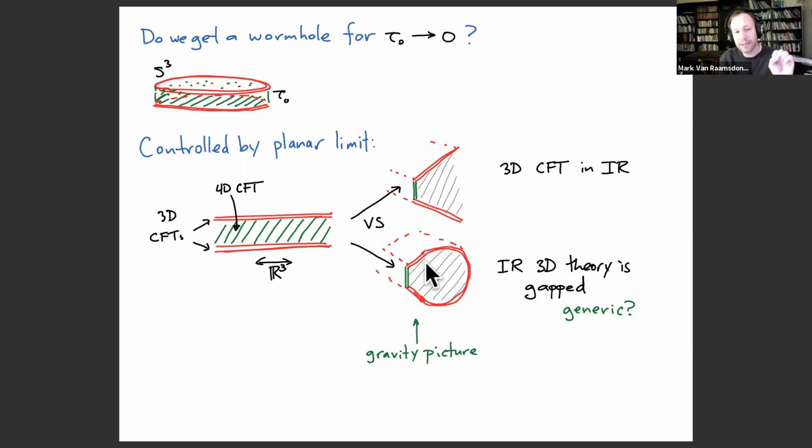The other possibility, which is perhaps more generic, is that this 3D theory that we're going to flow down to is gapped. And in that case, what we expect from AdS/CFT, the gravity dual of a gapped theory is one where you go in the radial direction, and then at some point you hit an infrared boundary of your spacetime.